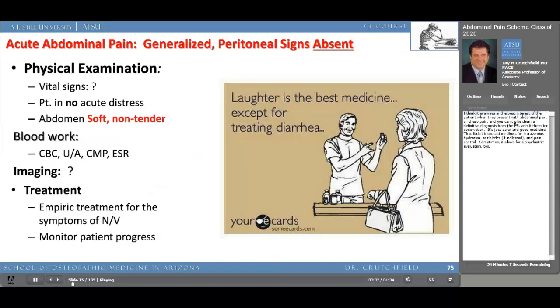You should admit these patients for observation. It's just safe and good medicine. That little bit of extra time allows for some intravenous hydration, antibiotics if indicated, and some pain control. Sometimes it allows for a psychiatric evaluation also.